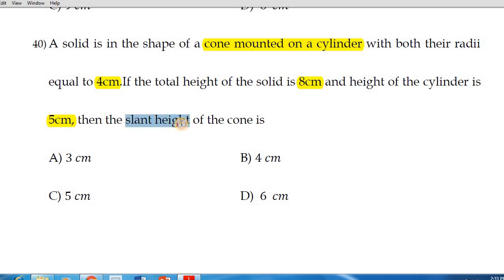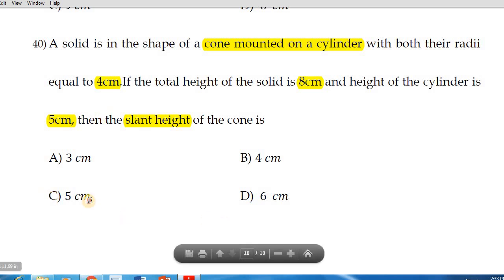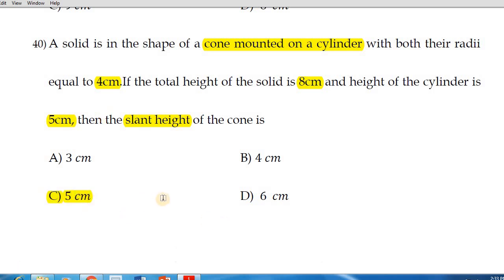Now the slant height you can easily find. So the slant height finding formula is root over h square plus r square. Otherwise, if you have the concept of Pythagorean triplets, height, base and slant height are related to Pythagorean triplets. So here 4, 3 and the slant height should be 5. So C is 5 centimeter. Means the slant height should be 5 centimeter.